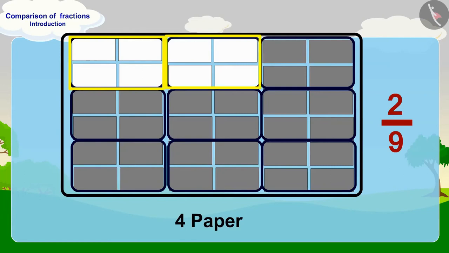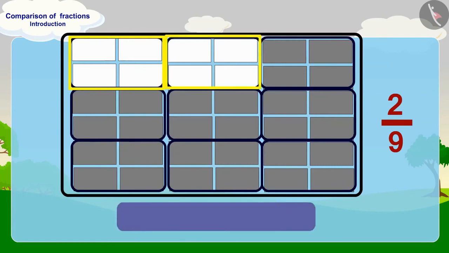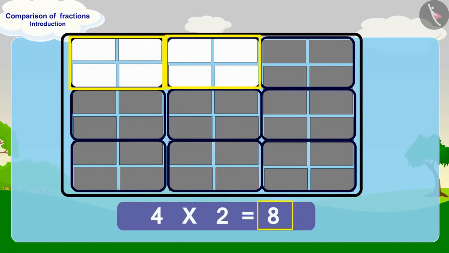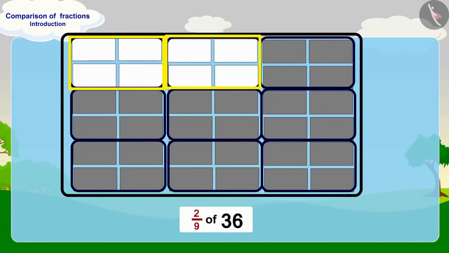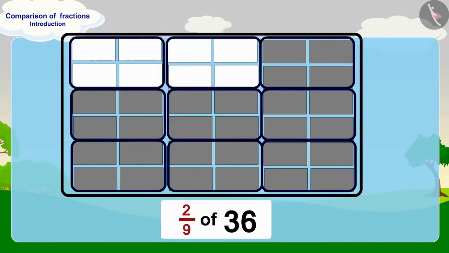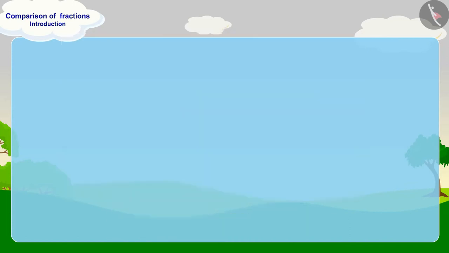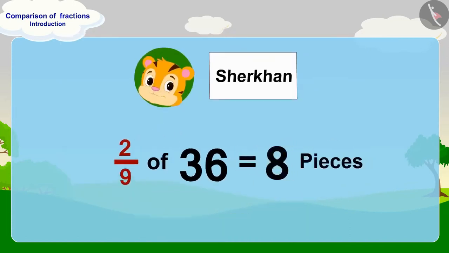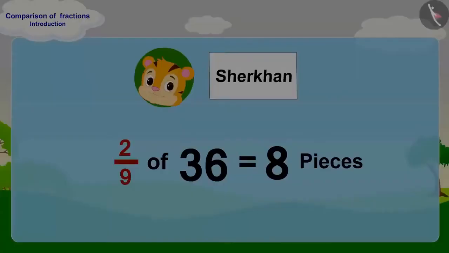So, how many pieces will be there in 2 parts? 2 multiplied by 4, 8 pieces of paper. In this way, 2/9 of 36 is 8 pieces of paper. Sher Khan has written his name on a total of 8 pieces of paper.